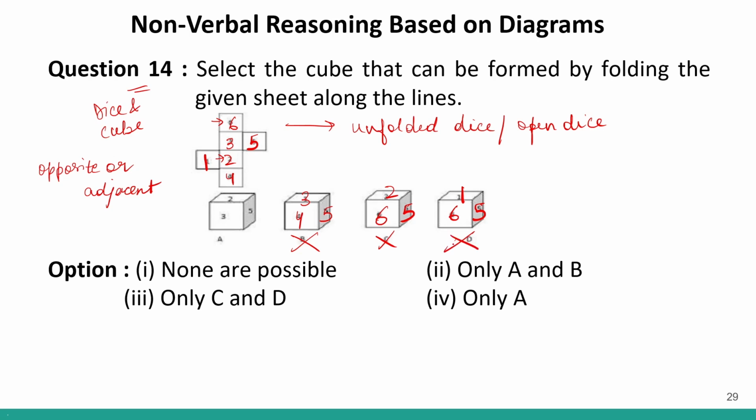Correct? Now it leaves us with option number A, which has 3, 2 and 5. So 3, 2 and 5 can be adjacent to each other in this diagram. They can be adjacent to each other. So the answer will be option number 4, only A. Okay, this will be the correct answer.